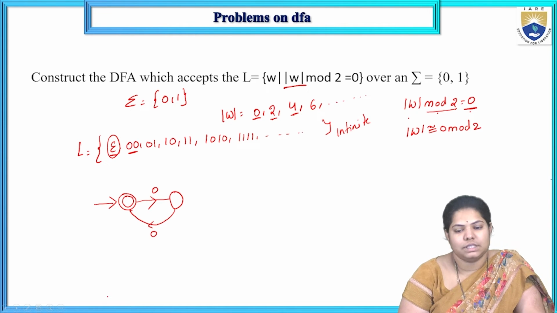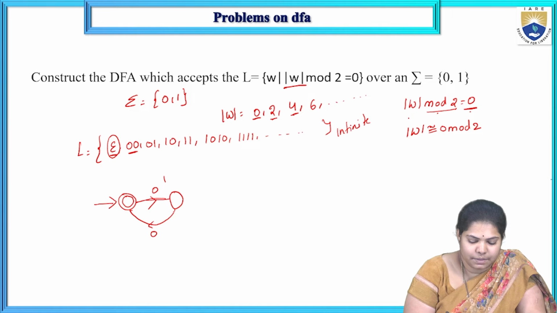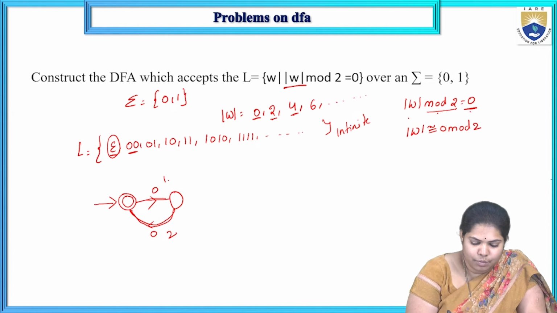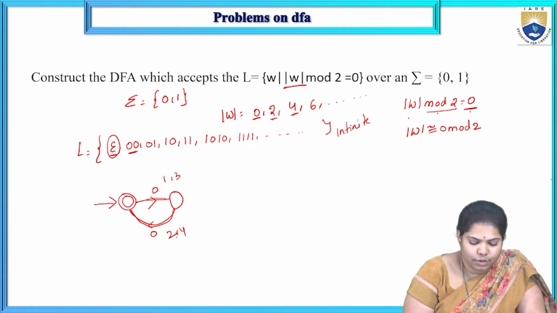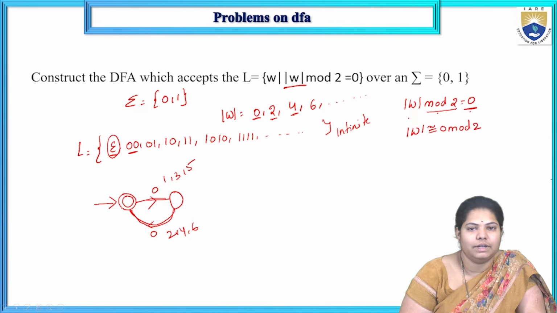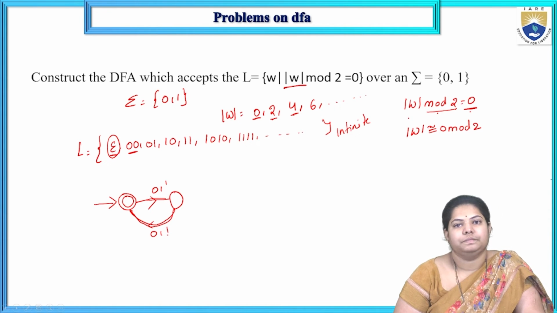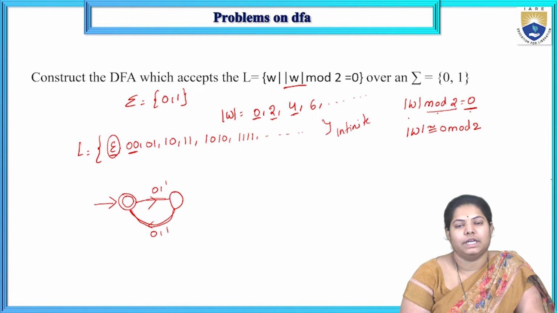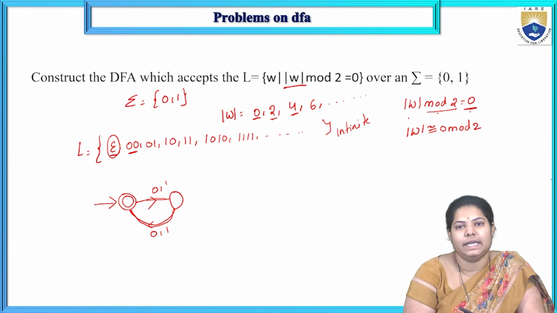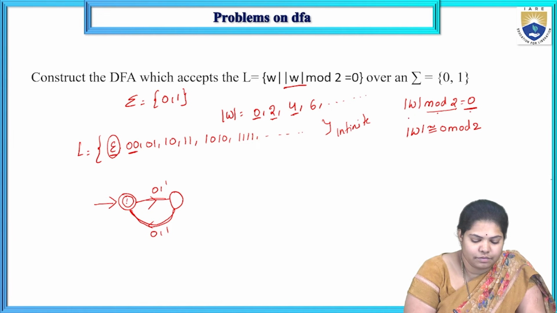Then what about the 4 length string? Here it is a 1 length string, here a 2 length string, and it gets accepted. And again if I move here, the 3 length string and 4 length string will get accepted. If I move here, the 5 length string and 6 length string will get accepted. Therefore, I can write the 2 input symbols on the same transitions: 0 and 1, 0 and 1. So any string whose length is a multiple of 2 will be accepted by this deterministic finite automata, with states Q0 and Q1.